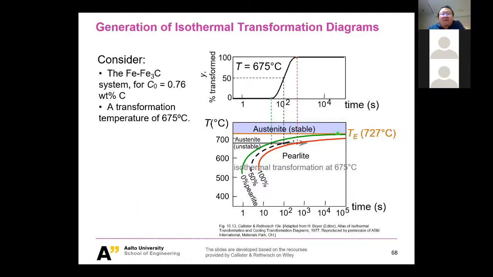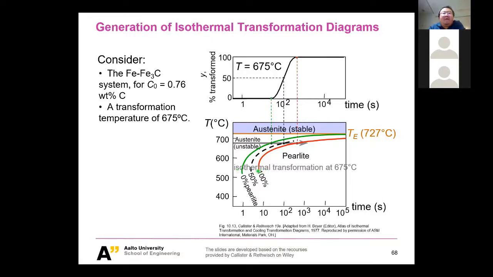What you can see from this diagram is also, if you apply very little supercooling, very close to 727, you can see the time that you need is almost infinity. If you go down and down, if your supercooling is bigger and bigger, the time needed to complete your phase transformation is very much shortened.